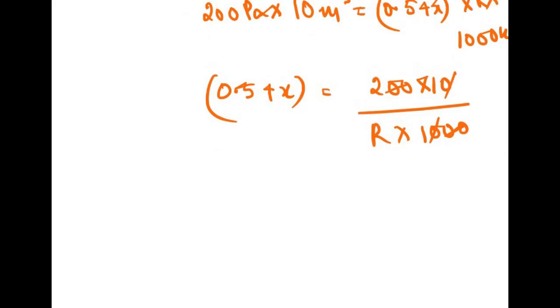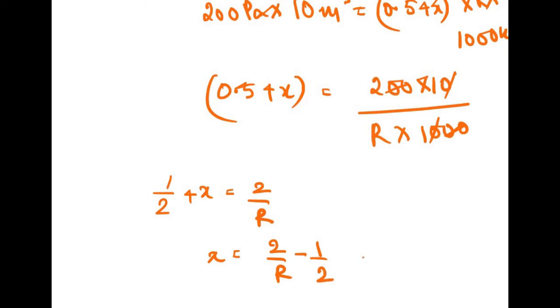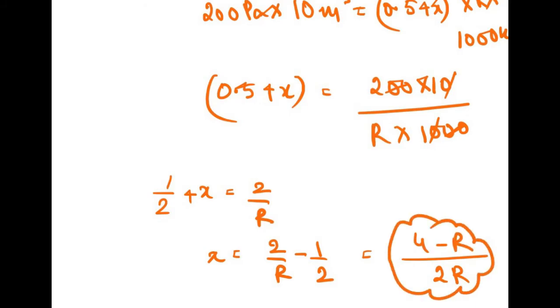Correct? Now we can write 0.5 as what? Half plus X equal to 2 by R. So we can write X is equal to 2 by R minus half. So this should be (4 minus R) by 2R. So X should be this much. This option is matching with option number B. That is what you get as the X value. Clear?